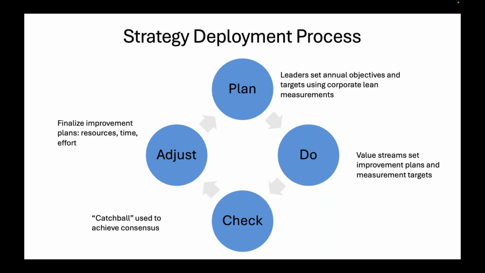And then the adjust step for overall strategy deployment is really an allocation of resources, time, and effort to the improvements. And you're really prioritizing Kaizen events here. What are the big Kaizen events we're going to work on? You may not have them all planned out, but you have a general idea.